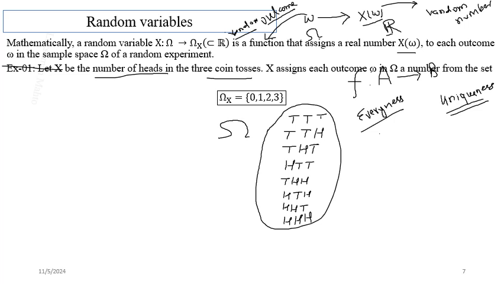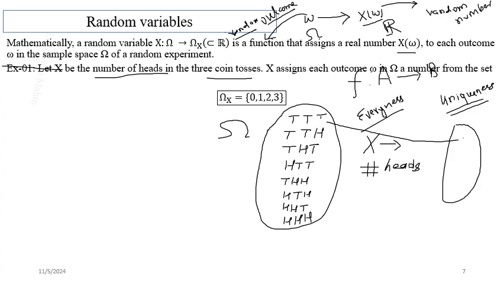X is counting the number of heads. Number we generally denote by hash. Hash is the shortcut for denoting number, the count of heads. So under this map X, where will TTT map to? 0. How many heads do you observe in this outcome? 0 heads. Now in the second outcome, TTH? 1. So TTH will map to 1, THT will map to 1, then HTT will map to 1. So all these 3 outcomes map to 1.